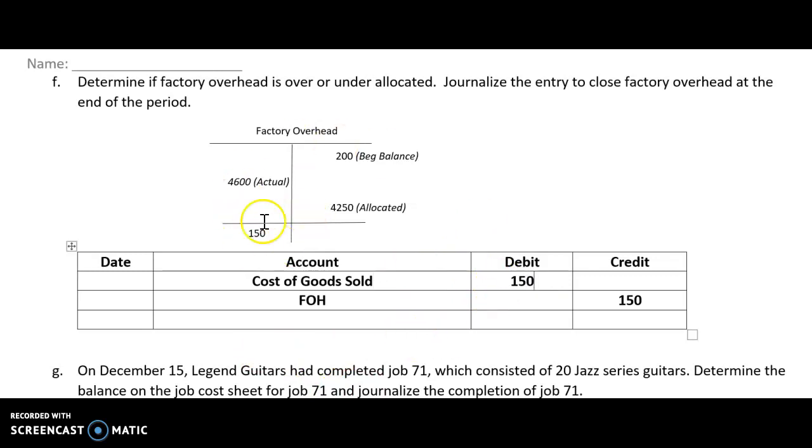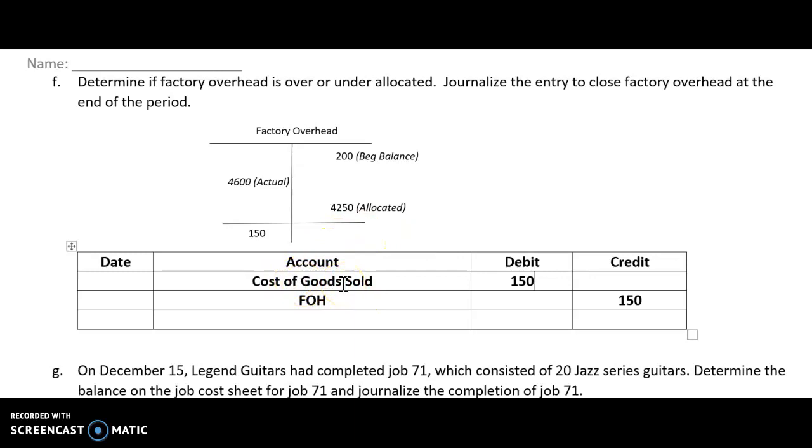And because I have allocated less than what I actually have, I've under allocated. I haven't allocated enough. It's immaterial. I don't know which job it went to. I'm going to assume that it already got sold, so I'm just going to expense it in the current period by doing this.